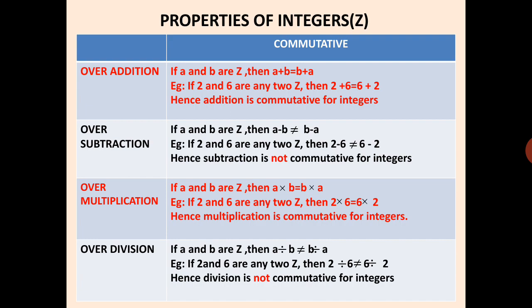The last one, that is division. Now change the order and check your division. Here 2 divided by 6 can be reduced as 1 by 3 and then you will get a decimal answer. And when you solve 6 divided by 2, it is clearly 3. Both the sides are not equal. That is why we will say that division is not commutative for integers.